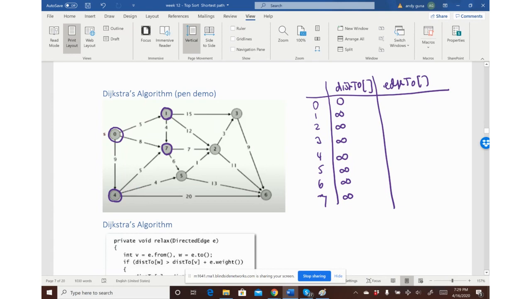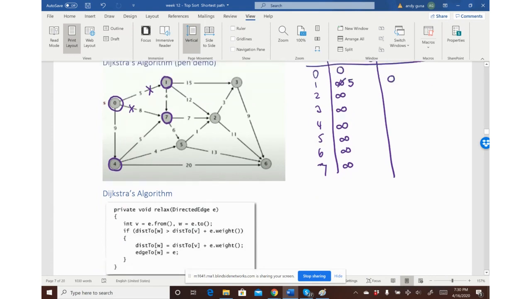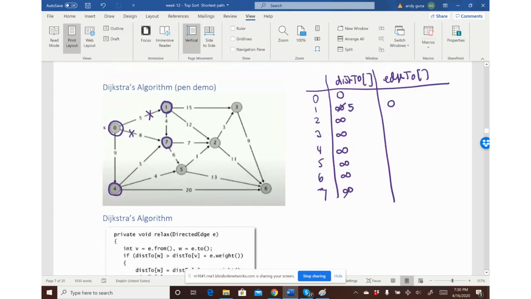Now we update the distance to 1. We thought the distance to 1 was infinity, but now we find a distance which is 5. We process that edge and say, okay, distance to 1 is 5. But where did we come from? We came from 0. We do the same thing with this one. We thought the distance to 7 was infinity, but now we find a shorter one, so that's 8.